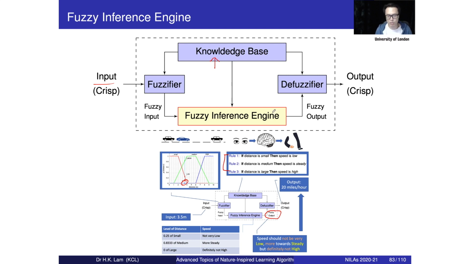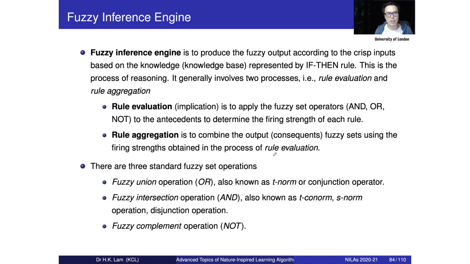So we are going to look into the details of what we do so that we come up with the fuzzy output. It is in words, like a sentence, but actually it is a combination of some membership functions at the output domain. Okay. And now the fuzzy inference engine.